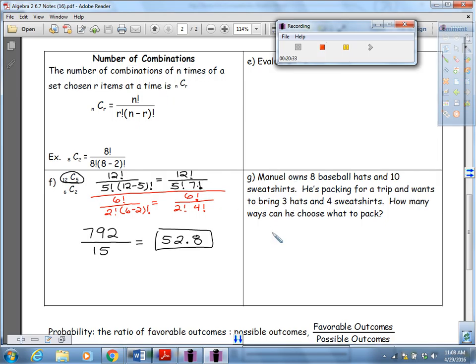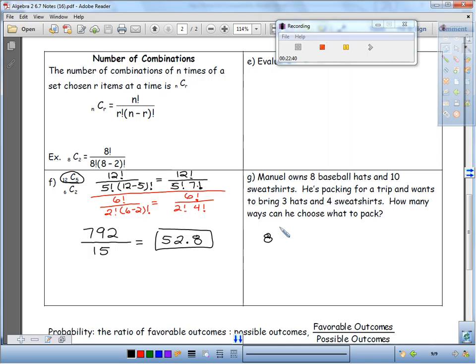How many different hats am I choosing? There's 8 hats, and how many am I choosing? 3. So that's 8 choose 3. Then we also want to deal with our sweatshirts. How many sweatshirts are there? And how many am I choosing? 4. Now I'm choosing combinations because it doesn't matter in which order I pick my sweatshirts or my hats.